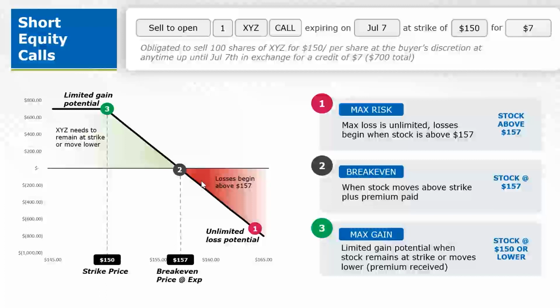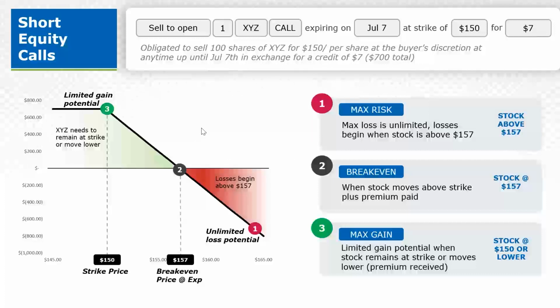Okay, so moving on to short equity calls. For short equity calls, it's simply the opposite of a long call option. In this case, you are selling to open a call option with an expiration date of July 7th, strike price of 150, and you're receiving $7 for that. So it's simply the mirror opposite of what we just went through. In this case, you are obligated to sell 100 shares of XYZ at $150 per share at the buyer's discretion at any time up until the expiration date in exchange for a credit of $7, or $700 in total. So in this case, you are receiving $7.